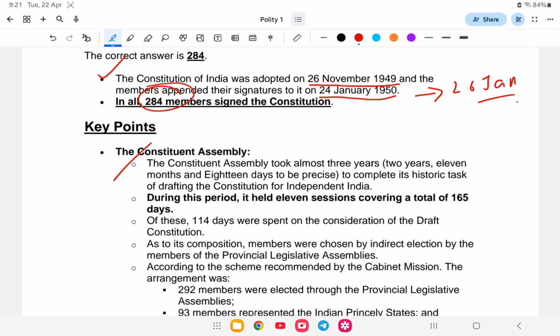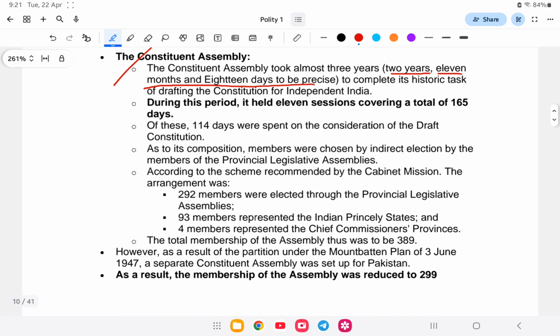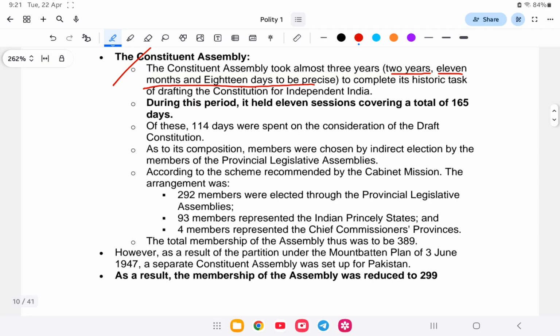Constituent Assembly took 2 years, 11 months and 18 days to draft the Constitution. These are all the members who appended their signatures. So let us go to the next question.